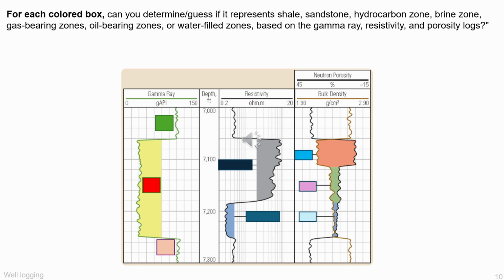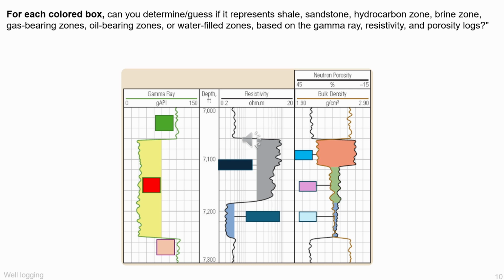indicated by neutron density crossover; oil from about 7,150 to 7,200 feet, where resistivity is moderate and crossover is absent. Brine or water-filled zone from about 7,200 to 7,300 feet, where resistivity is low and water saturation is higher.